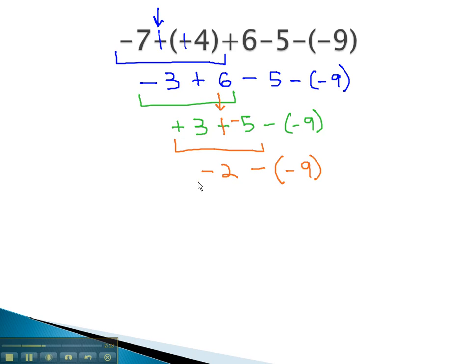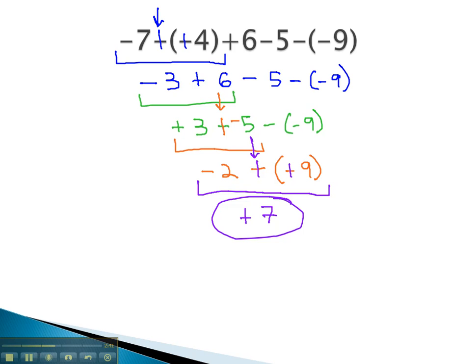Finally, our last two together. Again, we don't like to subtract, so we will add the opposite of -9, which is +9. -2 + +9, the positive is bigger, and when we subtract 9 - 2, we get 7, +7 for our final solution. The positive is not really needed, we could just say the answer is 7.